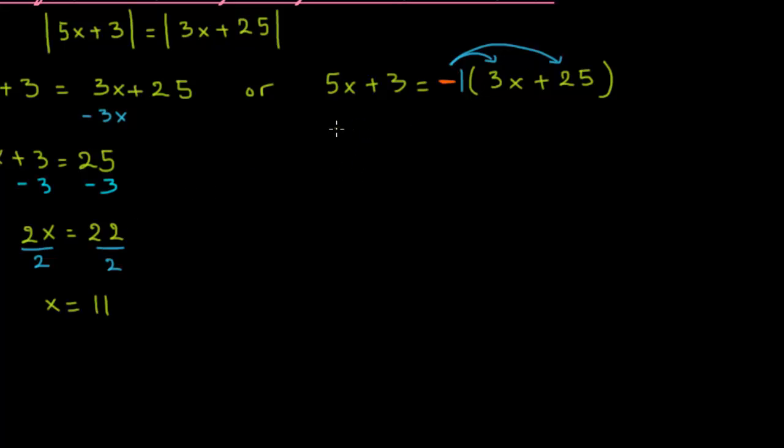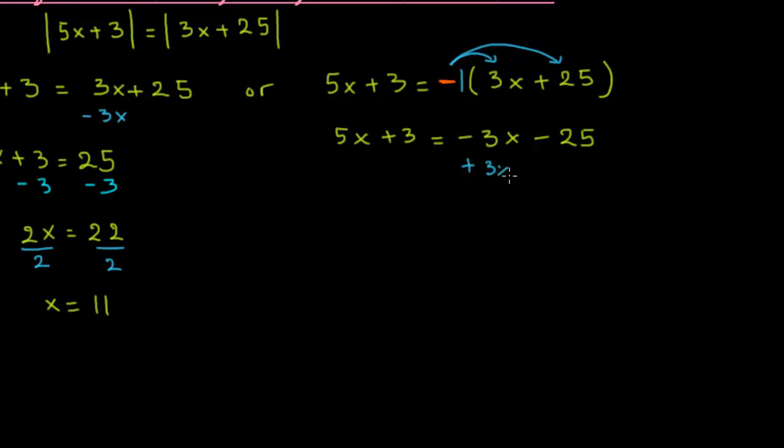Then you will have 5x plus 3 equal to negative (3x minus 25). So this parenthesis is really important. If you don't have this parenthesis, you would think that we have negative 3x plus 25, which is wrong. So as you see, if we do it the right way, you will see that we have negative 3x minus 25. So let's finish this up.